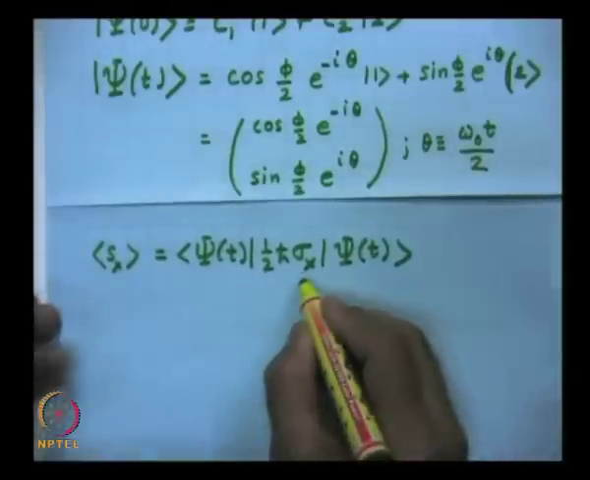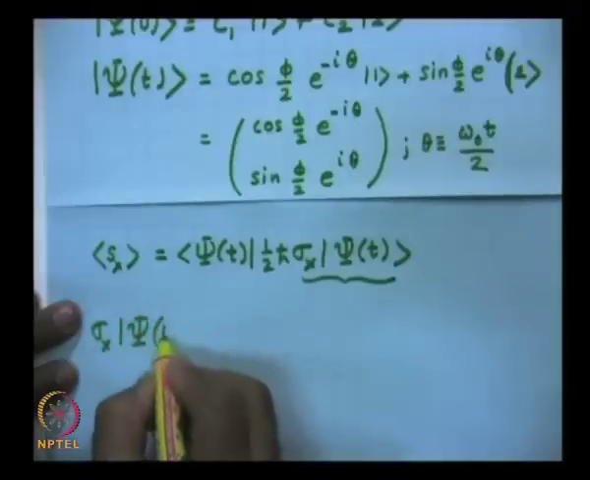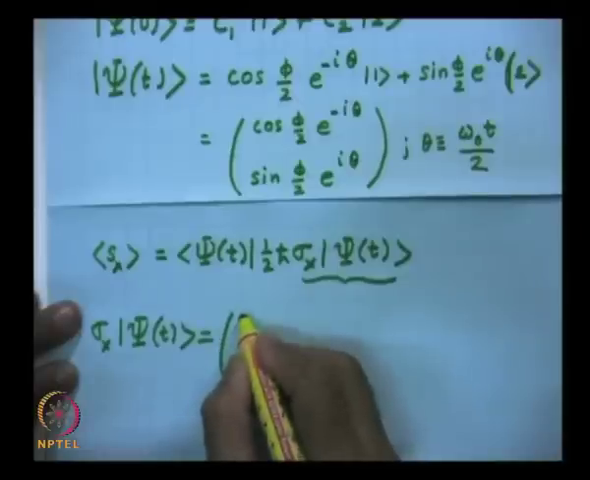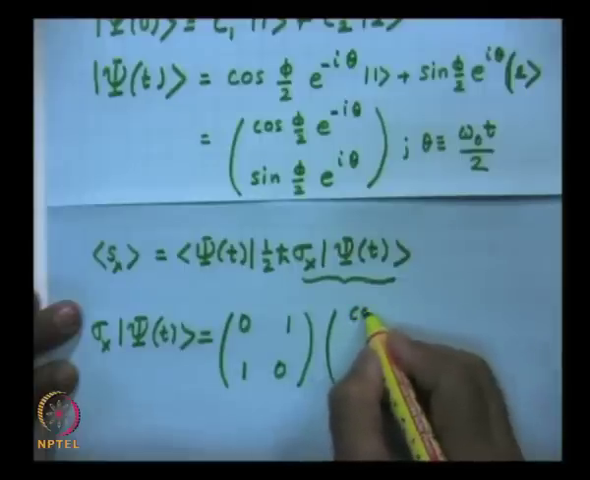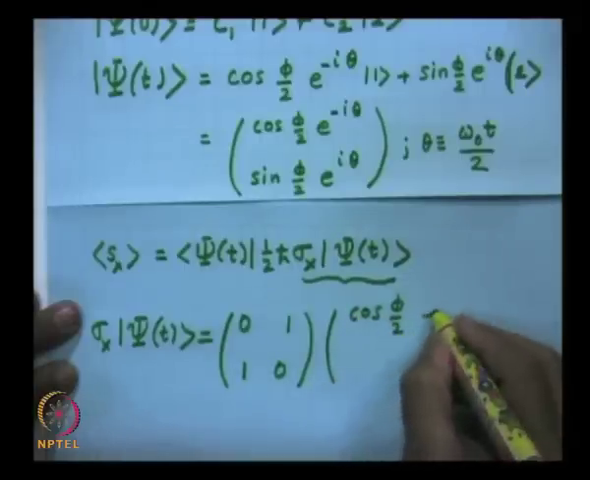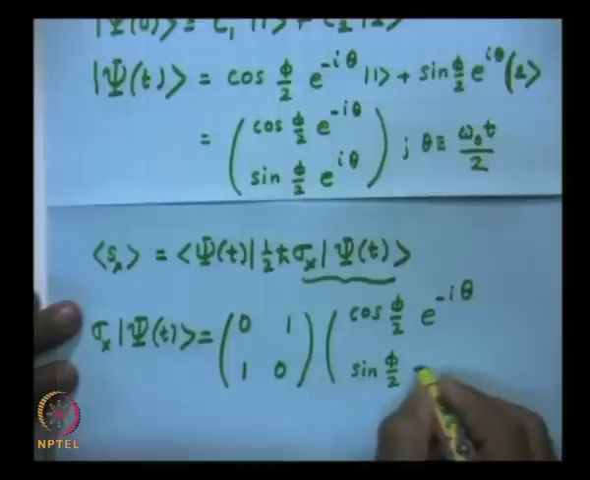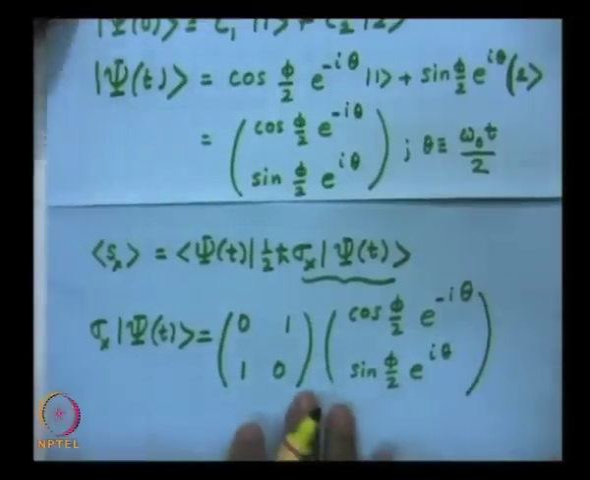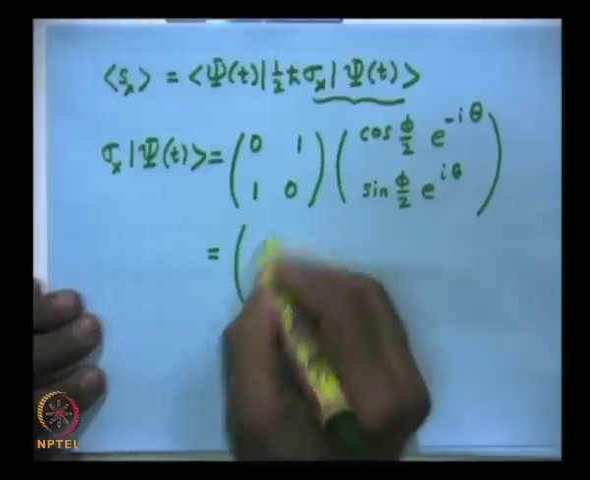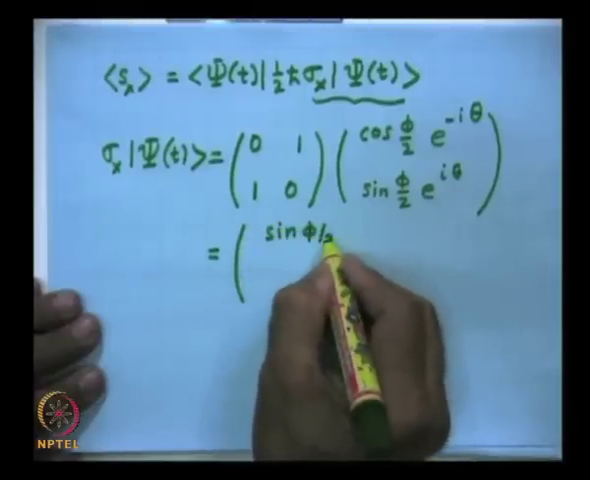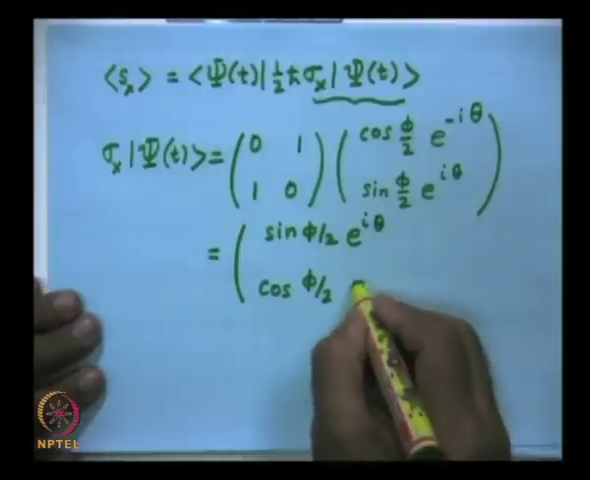So, let me just do this part. σx|ψ(t)⟩ is equal to the matrix (0 1; 1 0) operating on (cos φ/2 e^(-iθ), sin φ/2 e^(iθ)). The algebra is trivial. So this becomes (sin φ/2 e^(iθ), cos φ/2 e^(-iθ)).